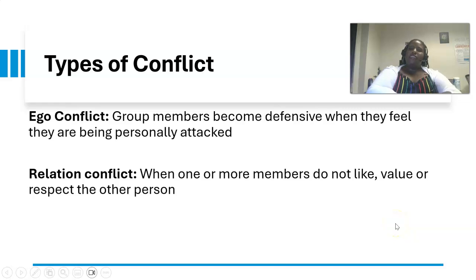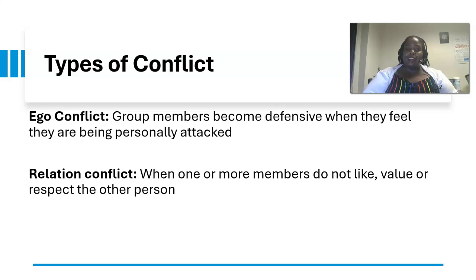Then we have ego conflict. People like to think that they don't have egos, but we do. And we want to maintain our respect, maintain our dignity, and also maintain a sense of pride and sense of self. So all of those needs that we have just as human beings can definitely spill over into group dynamics. If there is a clash with egos, that can lead to ego conflict, in which group members become defensive and feel like they're being personally attacked. That's why we don't want personal attacks or personality attacks when we're trying to resolve conflict.